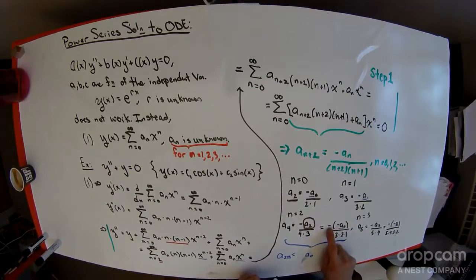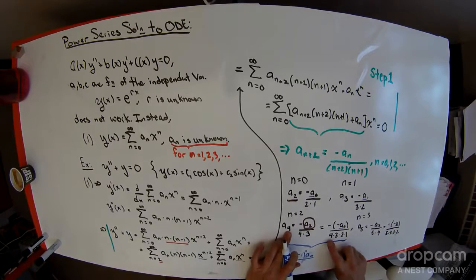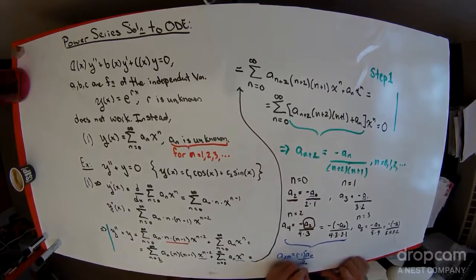And then there's a sign alternation. When I'm at a sub 2, it's a negative. When I'm at a sub 4, it's a positive. So this is negative 1 to the n over. Now look what's appearing here. There's a 4, and what is this? This is a 4 factorial. So whatever the subscript is, there's a factorial of that.